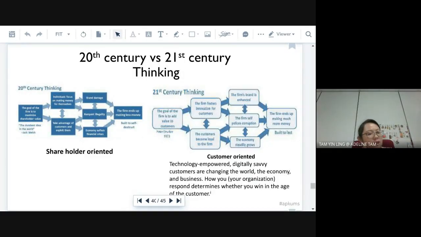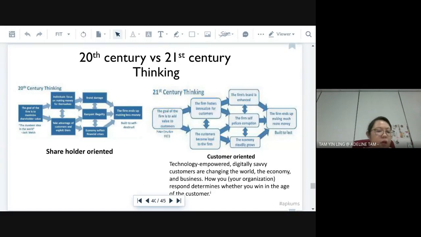So when we talk about this, remember now we are in the 21st century. Imagine, already 21 years from the year 2000. So the thinking of the boss or the management of the business has already changed from last century. In the last century, we were very shareholder oriented. Shareholders means people who have the shares of the company, pemegang saham. In another word, if they have the shares of the company, they are the boss of the company.